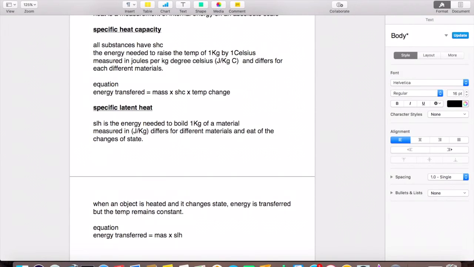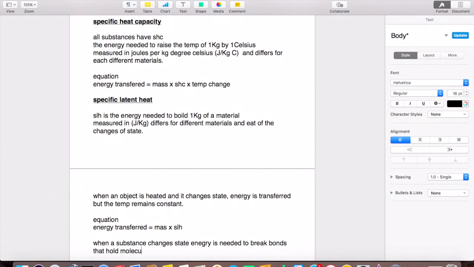Last part of this section is when a substance changes state, energy is needed to break bonds, the bonds that hold the molecules together. This explains why there is no change in temperature.